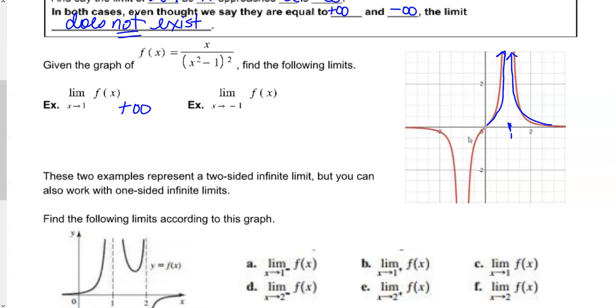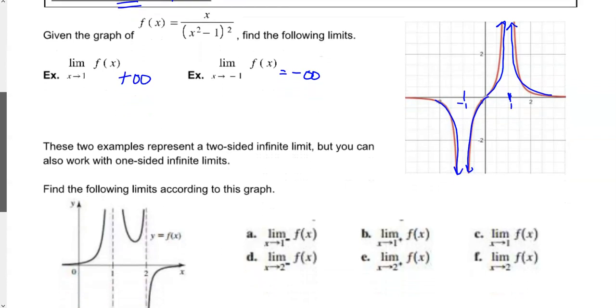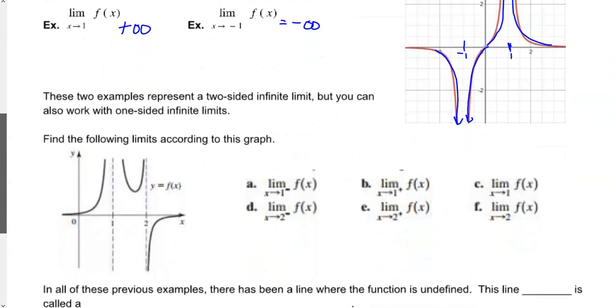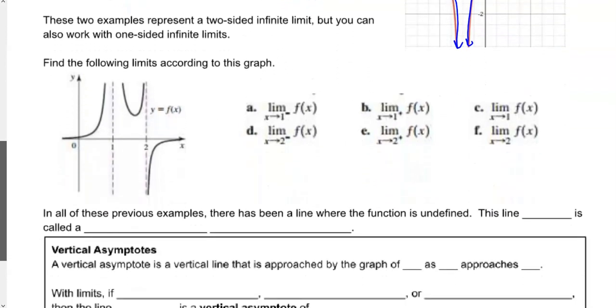If I look at x equaling negative 1, if I approach it from the right, it goes to negative infinity. If I approach it from the left, it goes to negative infinity. Since those two things on the left and right are the same, we can say that that goes to negative infinity. Again, it doesn't exist, but we can say that's the direction that it's going.